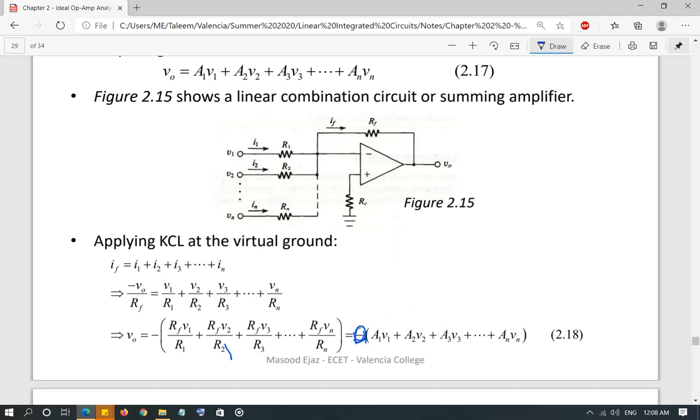So the output is going to be inverted with respect to the inputs. Now most of the time, if you want the output to have the same sign as the inputs, then all you need to do is connect an inverting amplifier over here, such that the gain of the inverting amplifier is 1. Then the output of this inverting amplifier is going to be the output of this, but it is going to invert the phase.